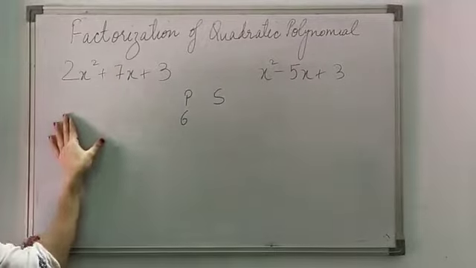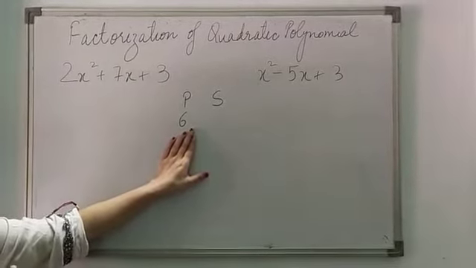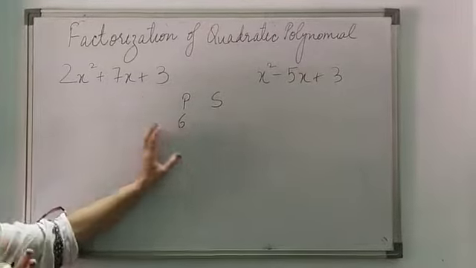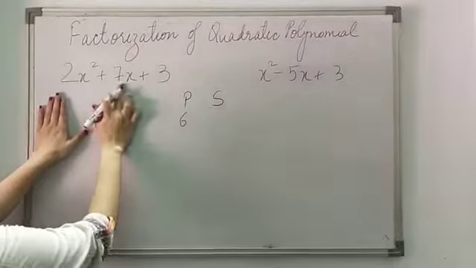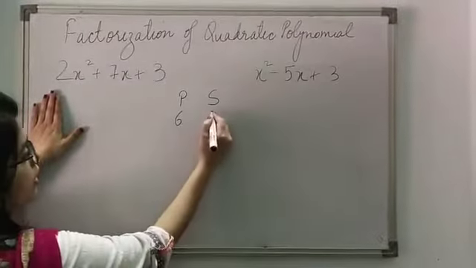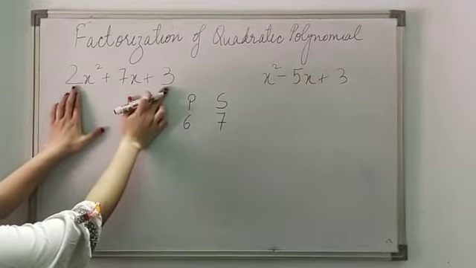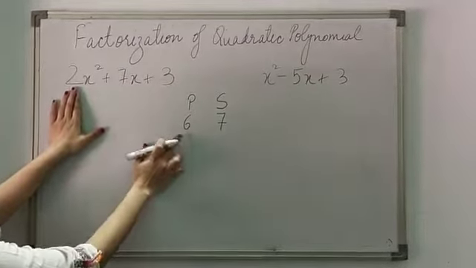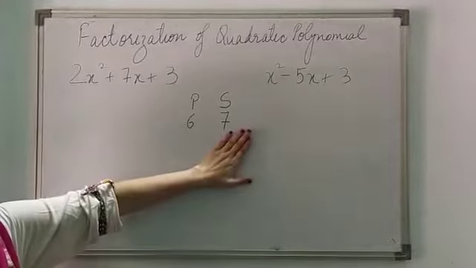One thing to keep in mind, you don't have to write down the variable. We are only concerned about the constants, only the numbers, not the variable. And whatever is in the middle, that is your 7, that will be your sum. So again, the product will be the last term and the first term multiplied, and whatever is your middle term, that is your 7, that will be your sum.